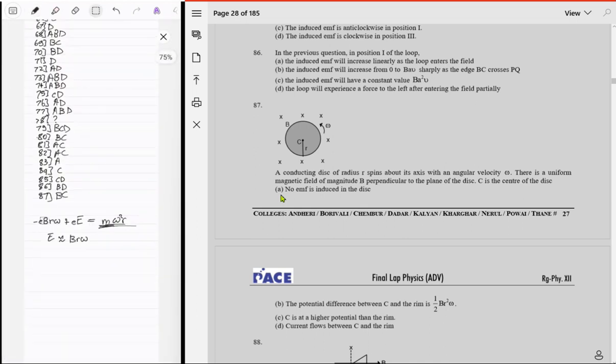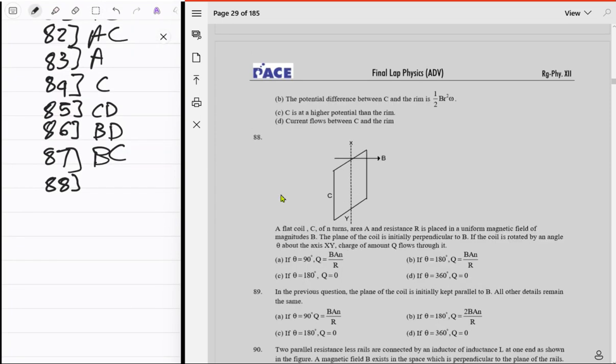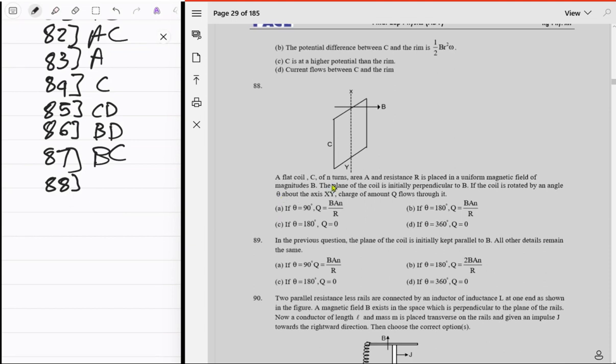Next question, 88. 88 is a flat coil C of n turns, area A and resistance R placed in a uniform field of magnitude B. The plane of the coil is initially perpendicular to B. If the coil is rotated by an angle theta about axis XY, charge of amount Q flows through it. Flat coil C with n turns, okay, whatever. Resistance R placed in uniform magnetic field of magnitude B. The plane of the coil is initially perpendicular to B. If the coil is rotated by an angle theta about the axis, charge of amount Q flows through.